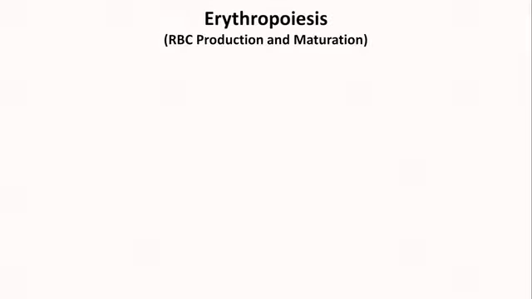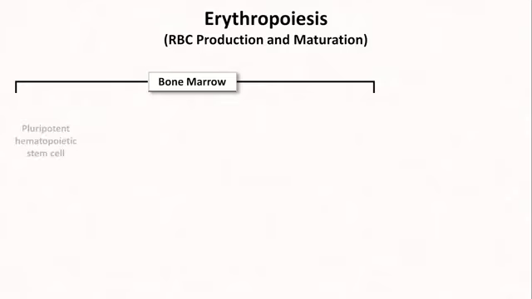When the body produces new red blood cells, the cells must undergo a series of steps before they are released into the circulation and go on to evolve into mature erythrocytes. This overall process is called erythropoiesis. It starts in the bone marrow with the pluripotent hematopoietic stem cell.